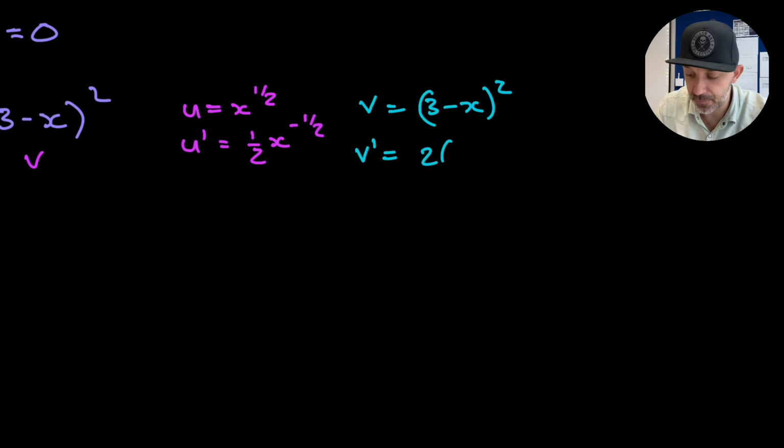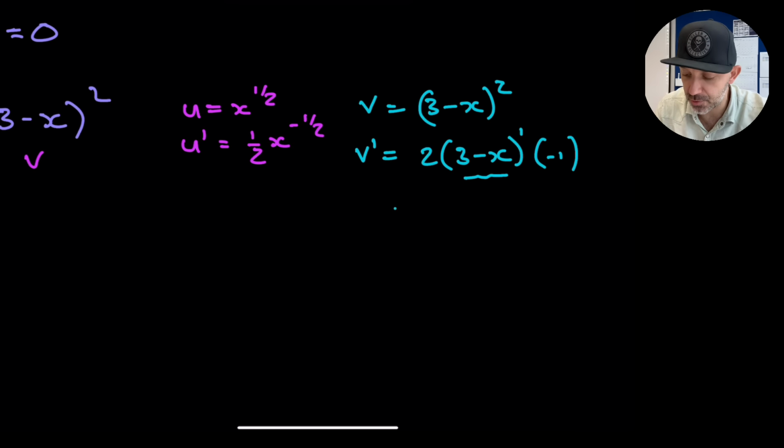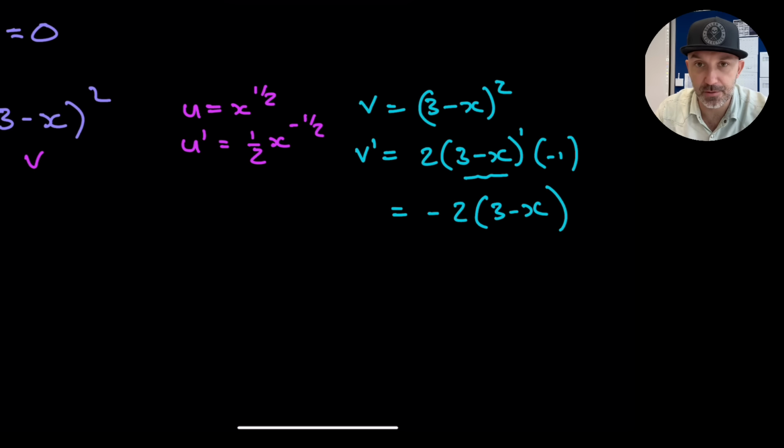So it's times by the power, take 1 off the power, so I'll just go down to 1, and then times by the derivative of the bracket. Now, the derivative of the bracket will just be negative 1. Okay, so this will just result in negative 2 times (3 minus x). So that will be the derivative of v.